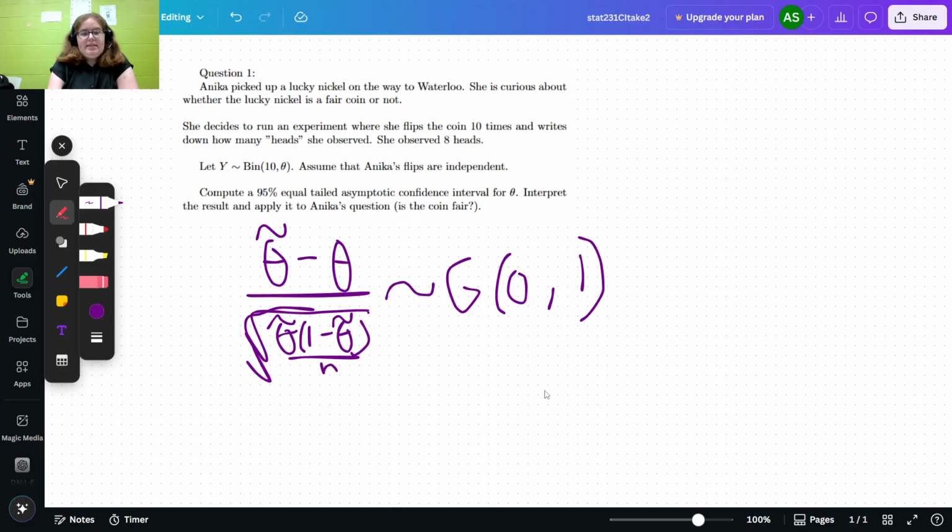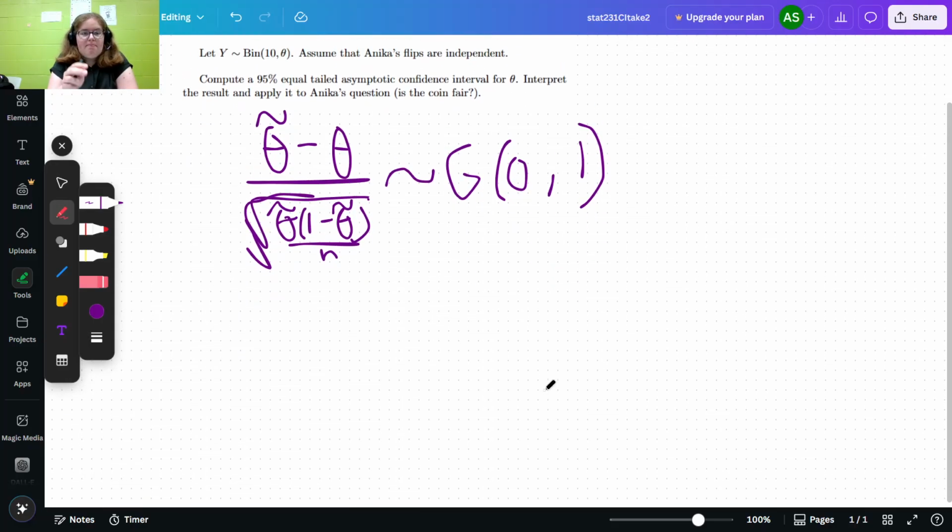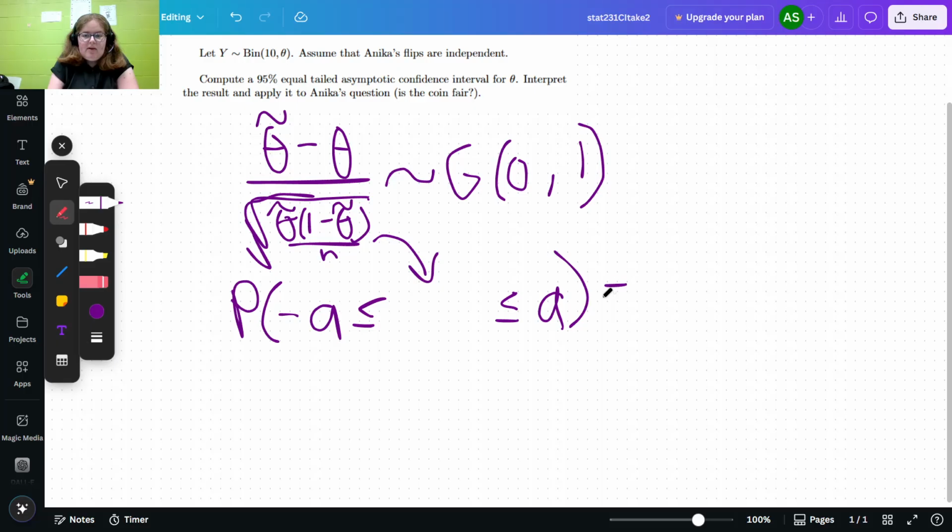So, what is a confidence interval? Well, essentially, we want to have this interval where we're 95% confident that the true parameter theta will lie in there. So we set up this probability. So we say that the probability of, and we have an equal-tailed one, so I make equal tails. I have a negative A and an A. And in the middle here, I have my pivotal quantity. And we want this thing equal to 0.95 or 95%.